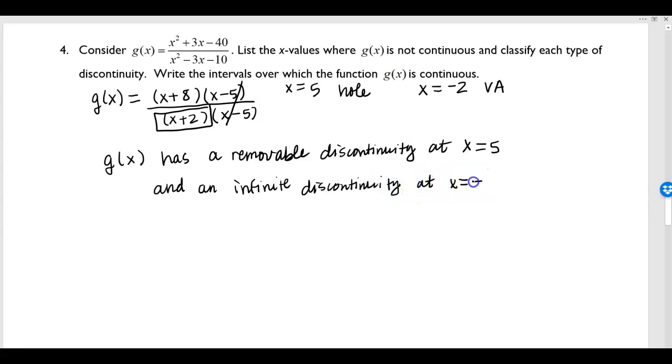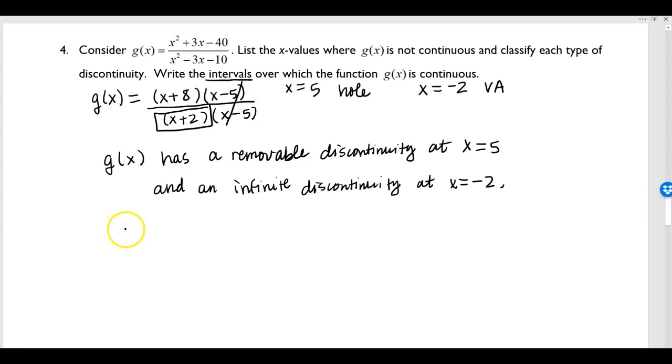And so we were able to figure these out without actually having to look at the graph, but just remembering this topic from pre-calculus. Now the other thing this problem asked for was the intervals over which the function is continuous. So all we're going to do is take the domain of the function, which would have been all real numbers, negative infinity to infinity, and we will remove these places where the function is not continuous. So we will take out negative 2 and 5.